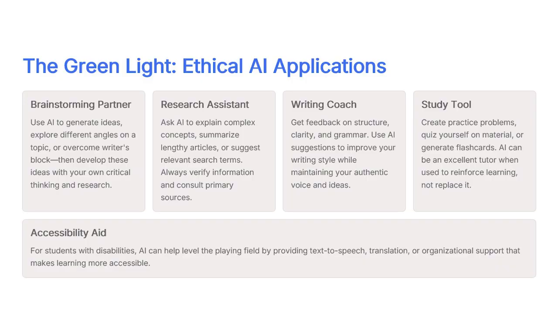It can be a research assistant. Ask AI to explain complex concepts, to summarize lengthy articles, to suggest relevant search terms. Always verify the information and consult those primary sources. But I know that Meredith, what she likes to do, she's in grad school right now. And so what she does is she does not have time to know whether or not all of these articles are going to pertain to her dissertation.